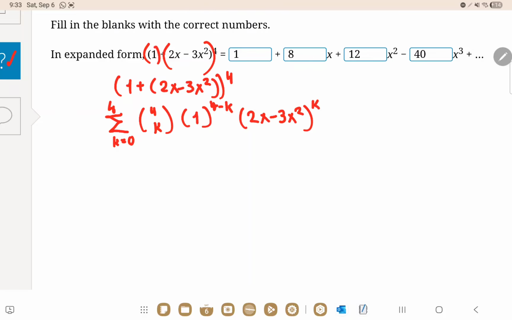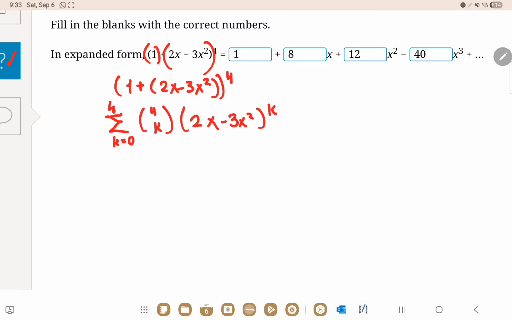Now, for this question, why I group 2 and 3 together, not 1 and 2 together or something like that, is because now, since 1 to the power of anything is 1, I can remove it from my equation. So I'll only have to take into consideration the combination and the 2x minus 3x squared power k. Let me just rewrite it here. Power k.